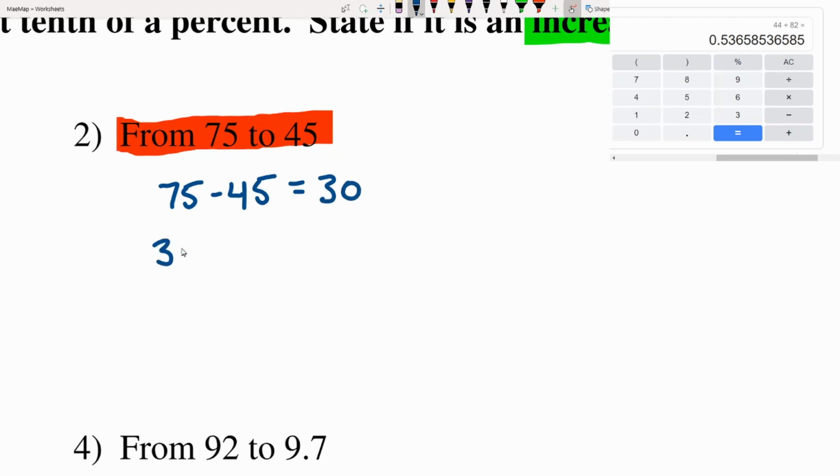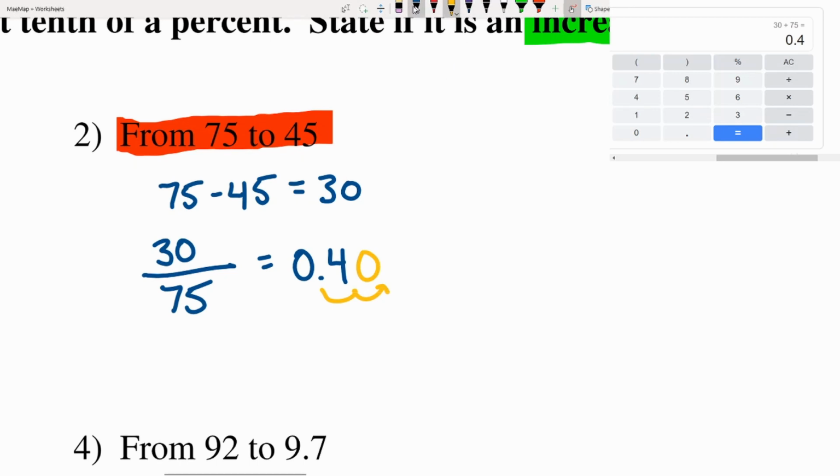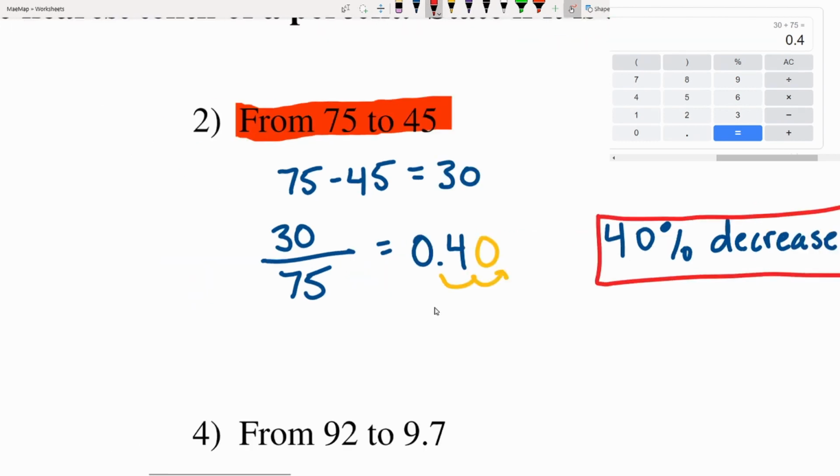Now we're going to take that change and divide it by the original. So 30 divided by 75 is going to be 0.4. So 0.4, which as a percent, moving that decimal place 2 to the right, because in order to change it to a percent, we're multiplying by 100, that's going to be 40%, and this was a decrease. So we get a 40% decrease for number two.